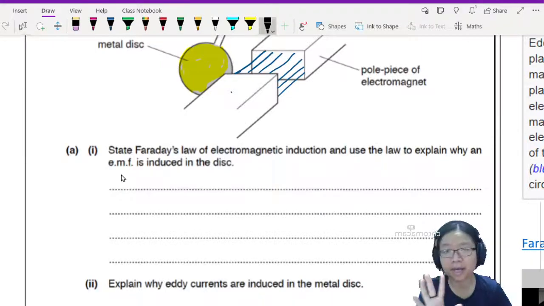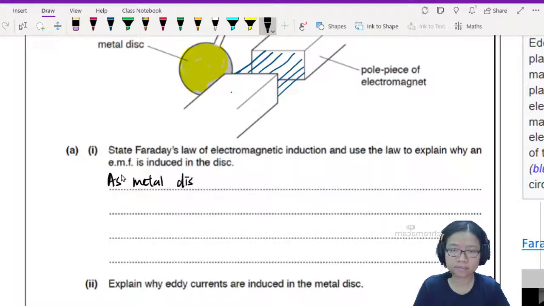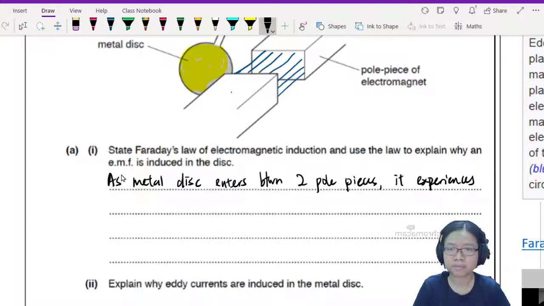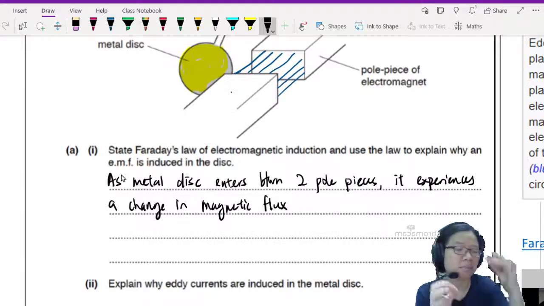So I will start first by stating what causes the flux change. Step 1, identify, is there a flux change and where does it occur? So I will say as the metal disc enters the area between the two pole pieces, it experiences a change in magnetic flux. So normally if you write flux itself, it is understood that it's magnetic flux linkage.